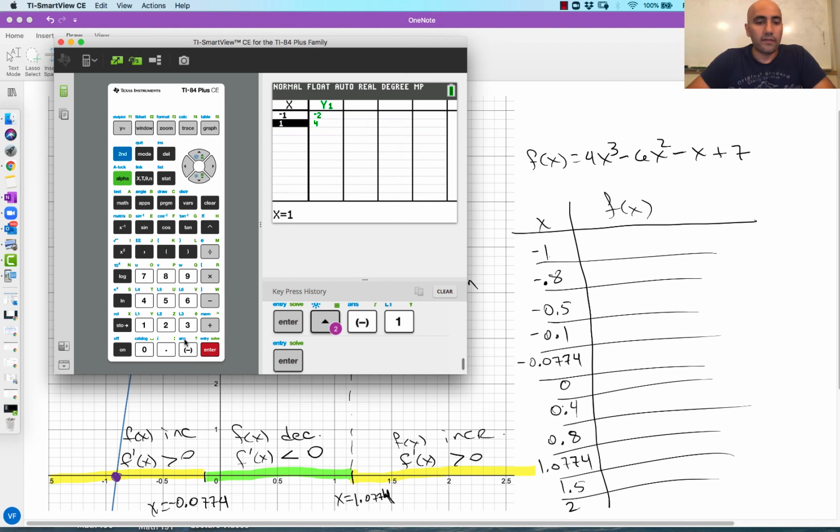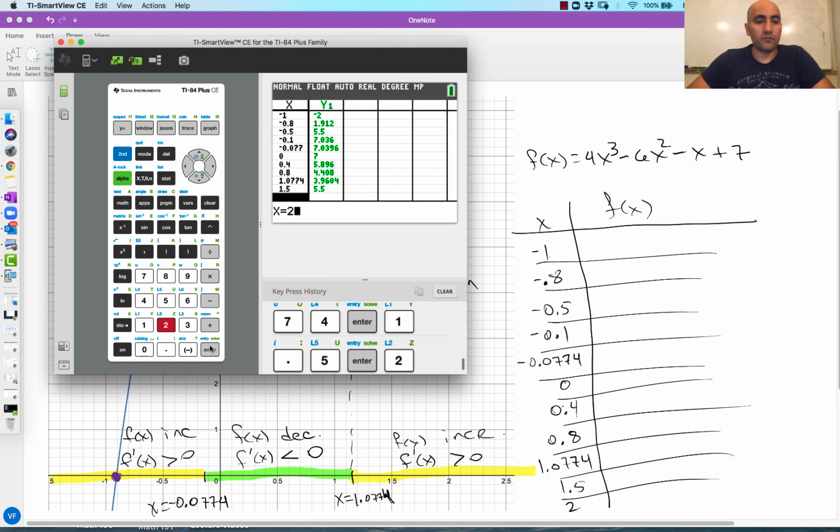Looks like it's -2. Then -0.8 leads to that. Then -0.5 leads to that. And then -0.1 leads to that. And then -0.0774 approximately leads to that. And then 0 leads to 7. And 0.4. And then 0.8. And then 1.0774. And then 1.5.